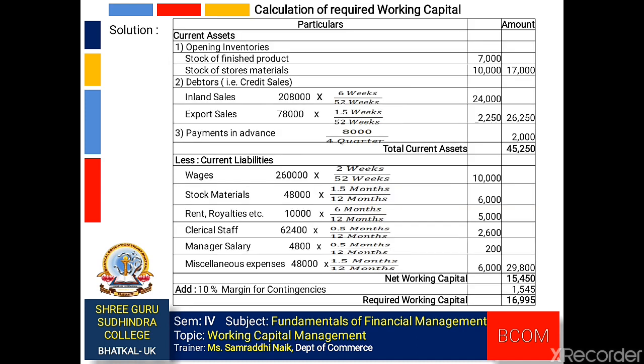As I already said, the format begins with current assets. Here, the first one, opening inventories. Inventories are nothing but raw material, work in progress, finished goods, etc. The illustration shows raw material rupees 10,000, finished goods rupees 7,000. There is no information related to work in progress, so the total opening inventory is 17,000.